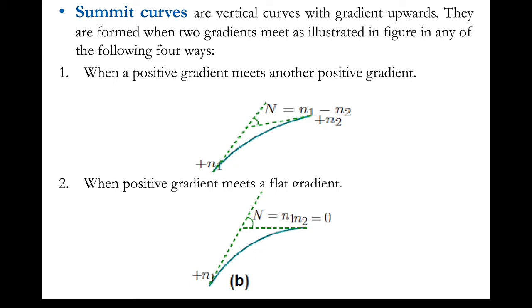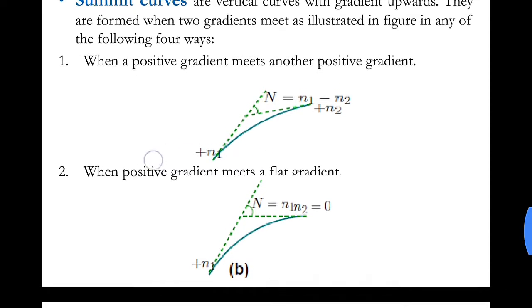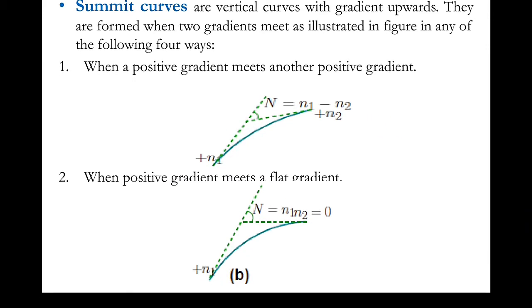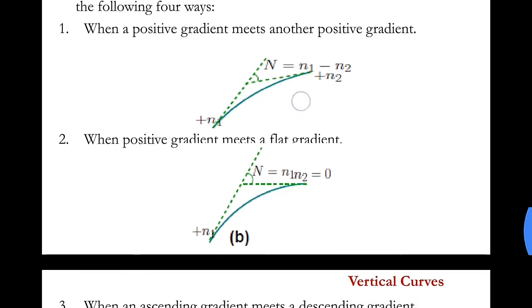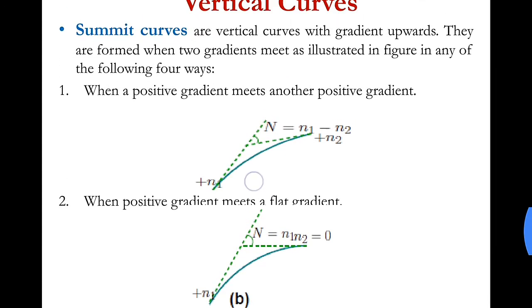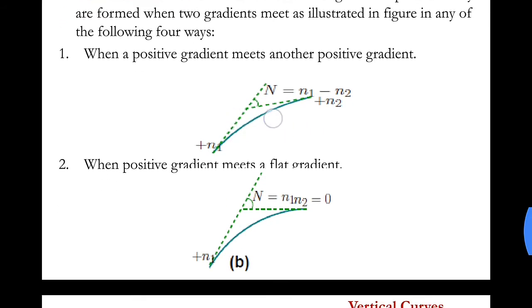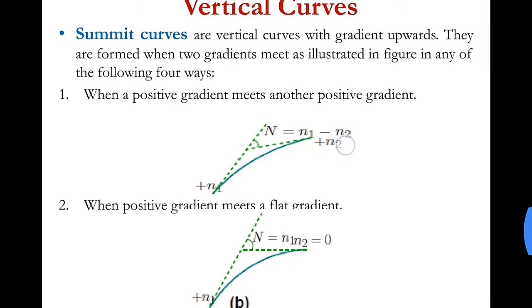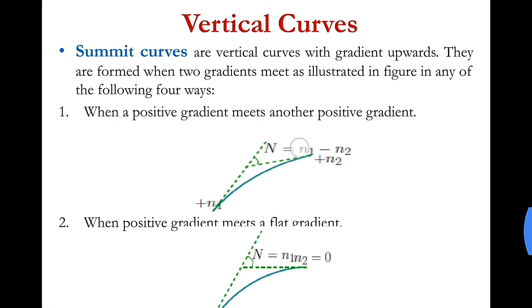When a positive gradient meets another positive gradient. So plus n1 is the first positive gradient and plus n2 is the second positive gradient. These dotted lines indicate the gradient, and the solid line indicates the vertical curve that is provided. So when you try to join these two gradients with a smooth curve, this is the summit curve that we obtain. And what is the deflection angle?